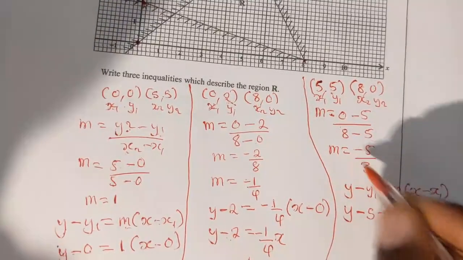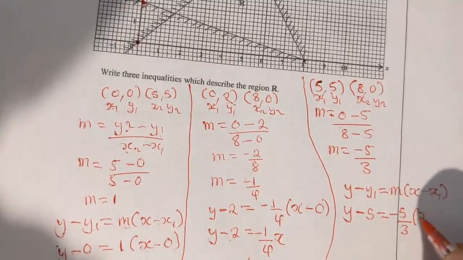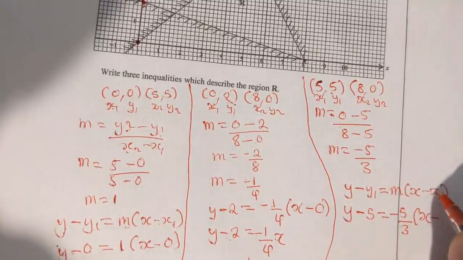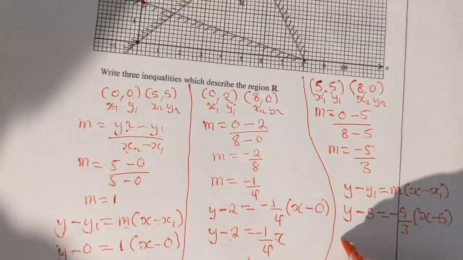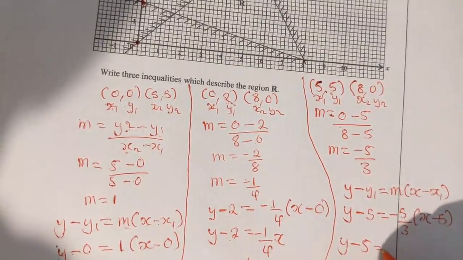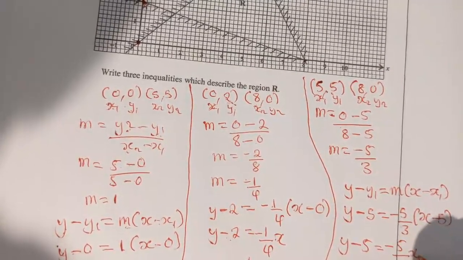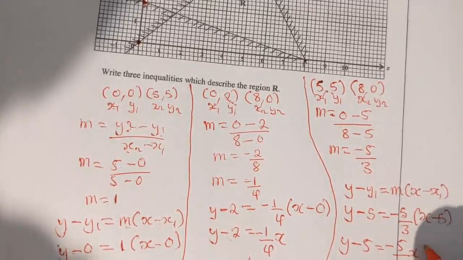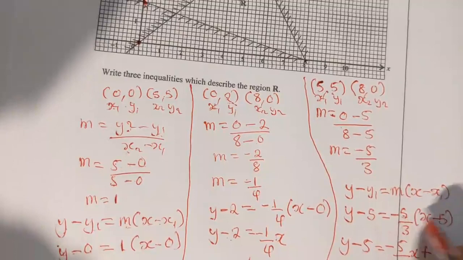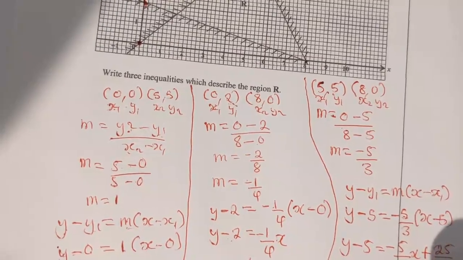You know that the m you have found is negative 5 over 3, open bracket x minus, what is our x1? x1 is 5. So you put 5, then you say y minus 5 is equal to negative 5 over 3x. Then negative 5 times that one, so that's 5. So negative times negative, it's positive. 5 times 5, that is 25, right? It is 25, then over 3 like that.